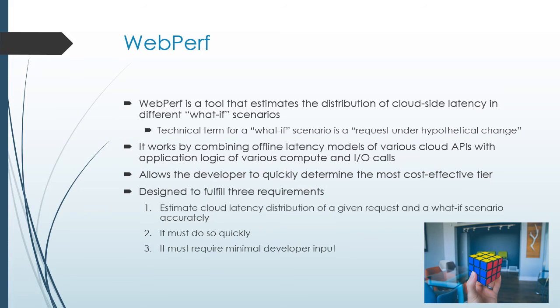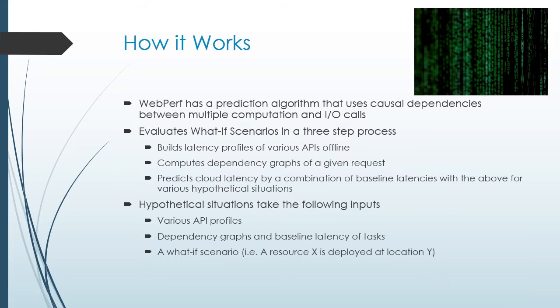And it's designed to fulfill 3 basic requirements. First, more obviously, is to estimate cloud latency distribution of a given request and a what-if scenario accurately. Number 2, it must do so quickly. And 3, it must require minimal developer input. So how does it work? It's a prediction algorithm that uses causal dependencies between multiple computation and input-output calls.